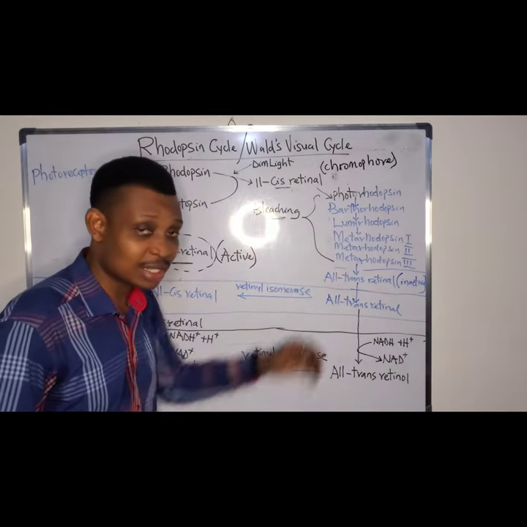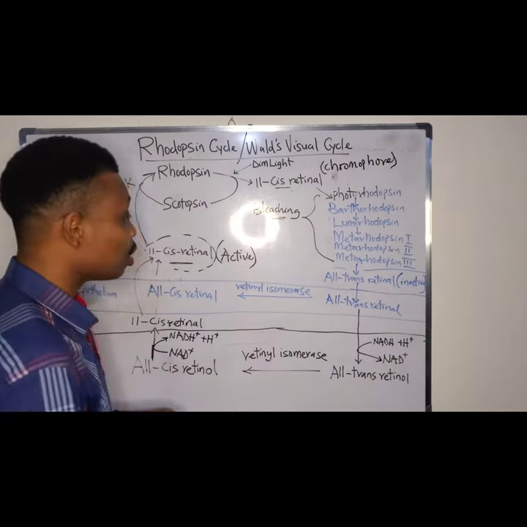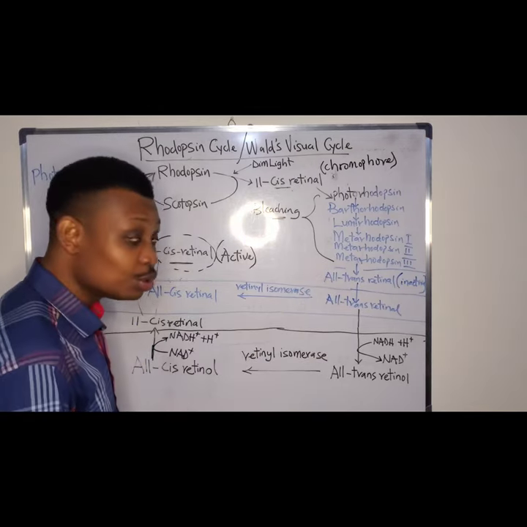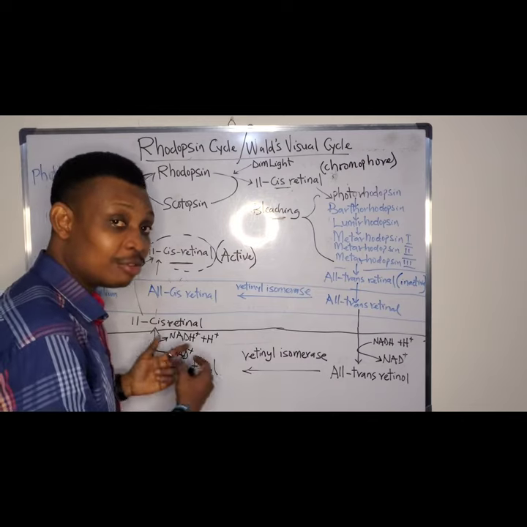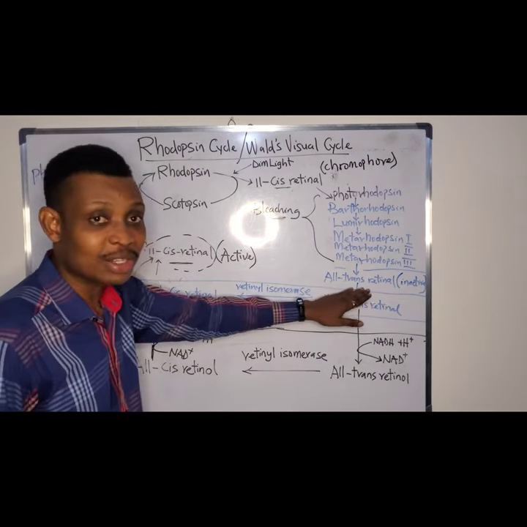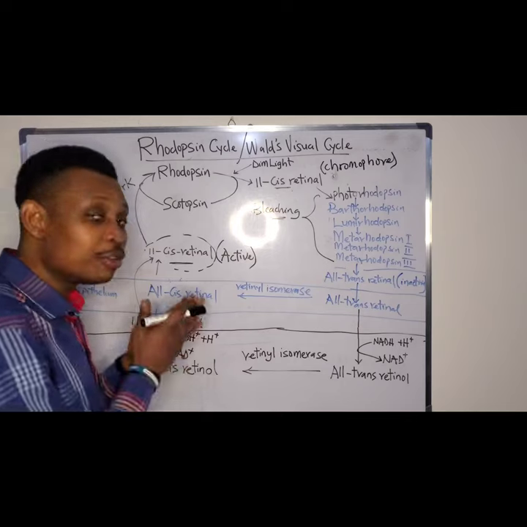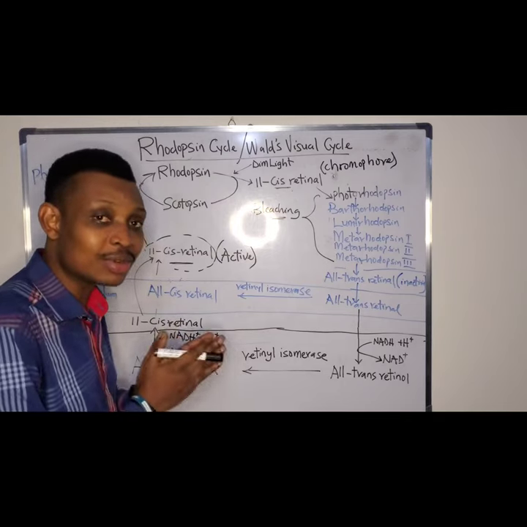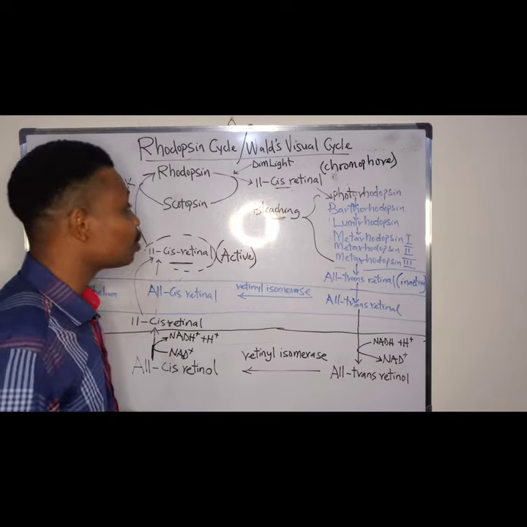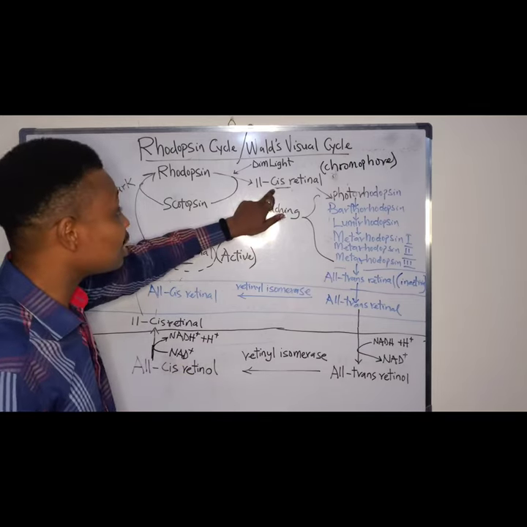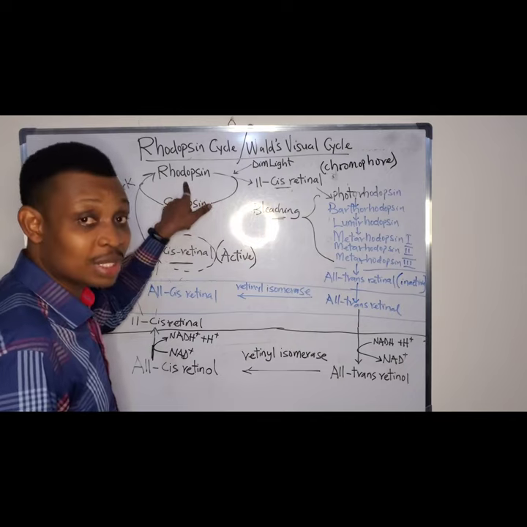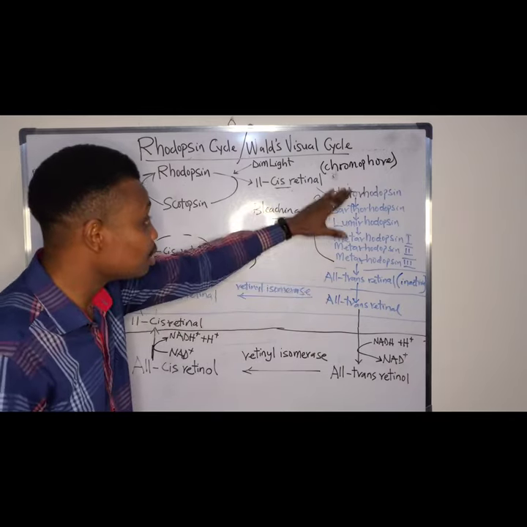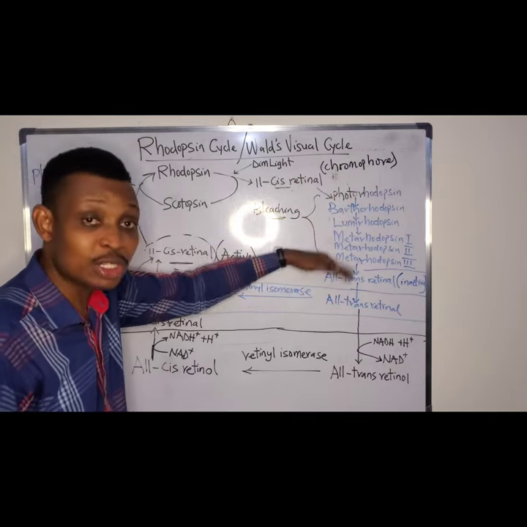Now, this all-trans retinal is inactive. Ordinarily, that's okay, all-trans retinal should be able to maintain vision, but it is inactive, and so it cannot maintain vision. For vision to be maintained, there must be the presence of 11-cis retinal in the photoreceptor. However, the 11-cis retinal that was produced from the splitting of rhodopsin rapidly underwent this process of bleaching.